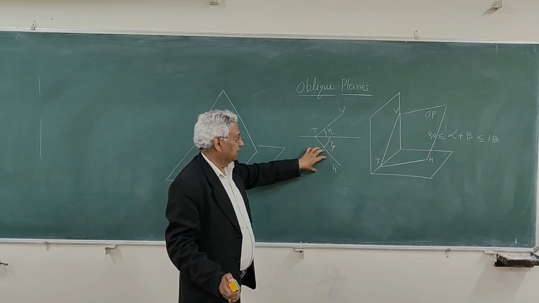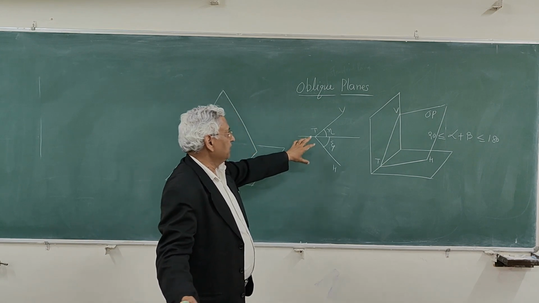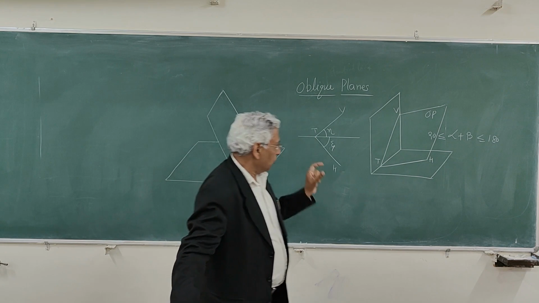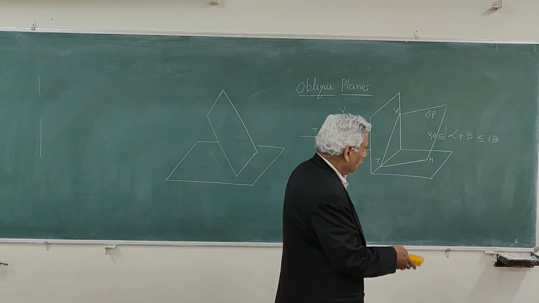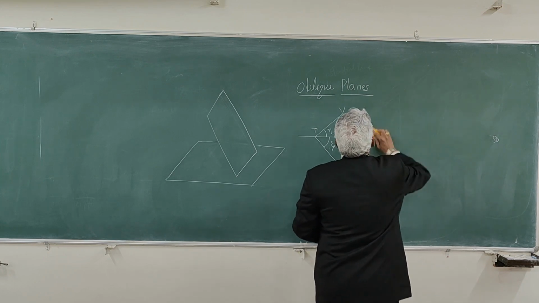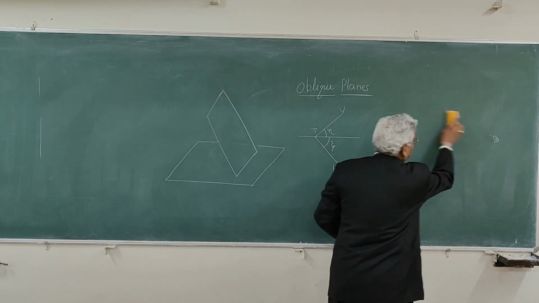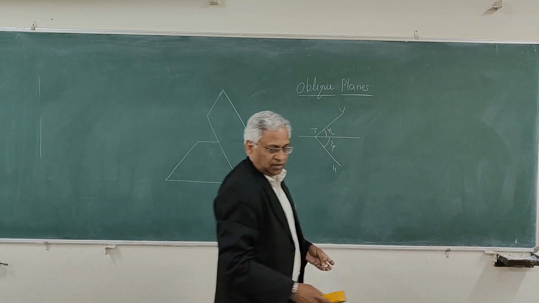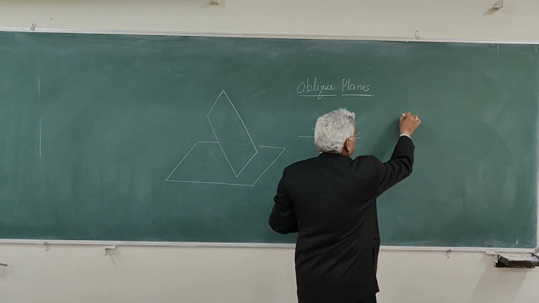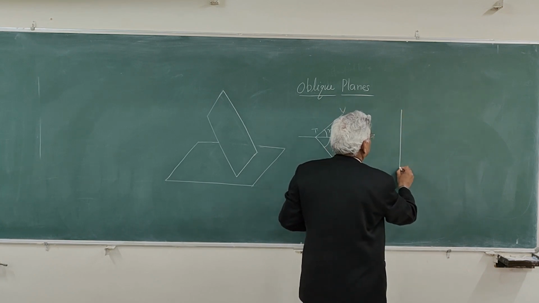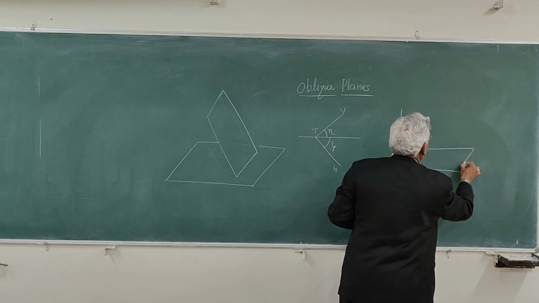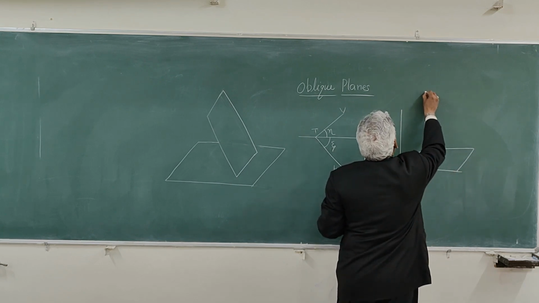Now this is the oblique plane, when VT and HT are inclined to both the reference planes. Now, when you know the oblique plane, how do we determine the real angle of the plane? Then there is another case of an oblique plane where alpha plus beta is 90 degrees.